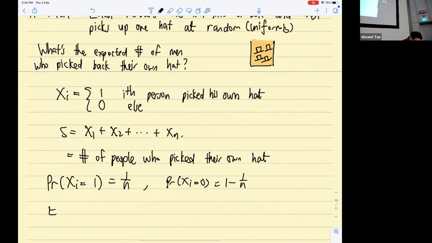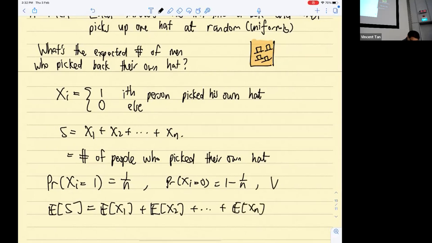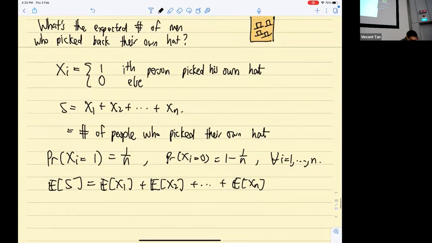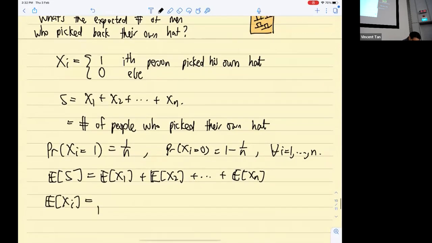So the expected number of people who pick their own hat is nothing but the expected value of X1 plus the expected value of X2 plus dot, dot, dot, plus the expected value of Xn. This is true for all i running from 1 to n. The expectation of X_i for every i, being Bernoulli, is 1 times 1 over n, plus 0 times 1 minus 1 over n. And this, of course, is 1 over n.